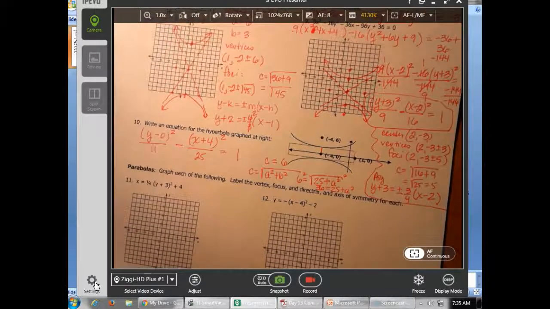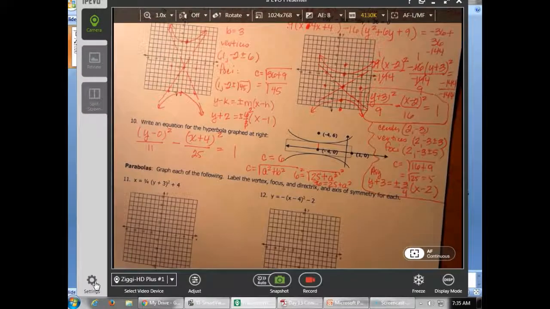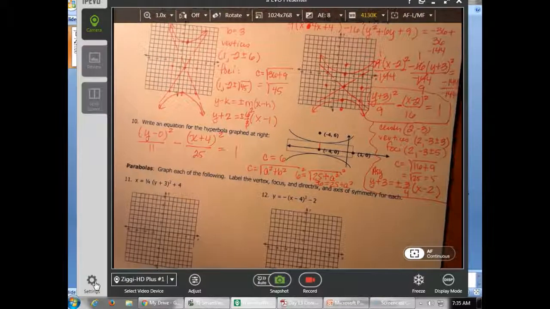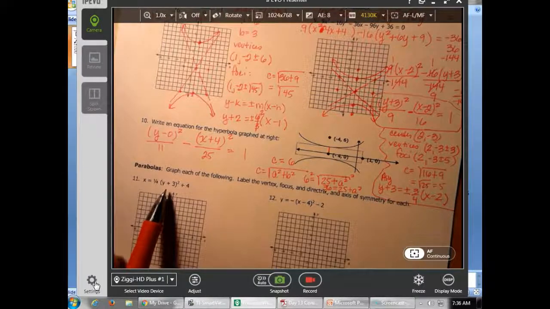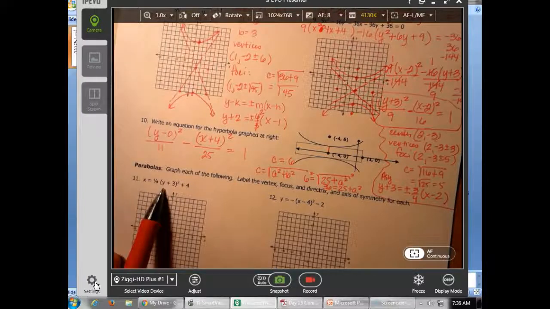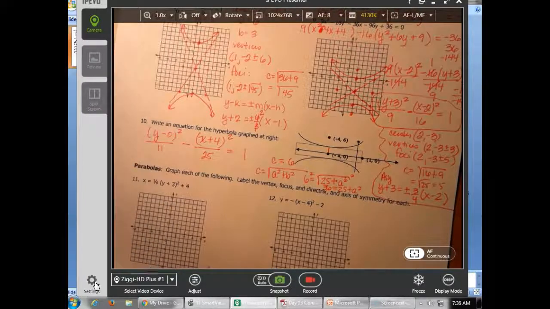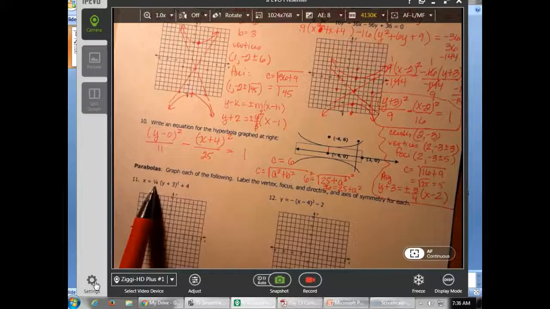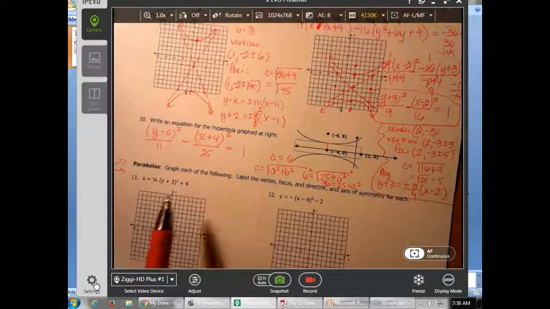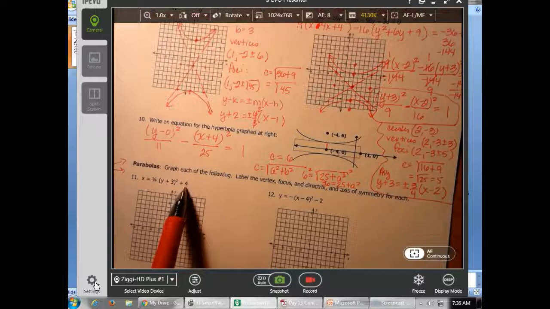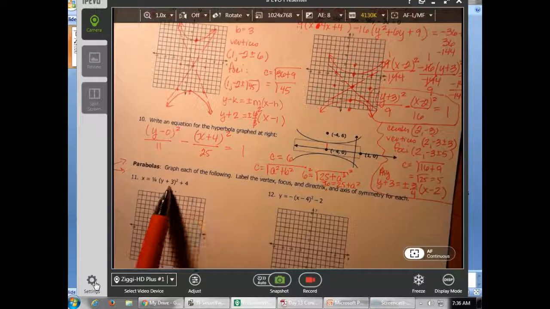Okay, now we're moving on to parabolas. And so we have this situation here where we're going to first identify how it opens. So it's x equals y squared, which means it's going to either open left or right. Because this is a positive, it's going to open to the right. So kind of think about what that's going to look like. And the center here, or the vertex I should say, is going to be 4, -3.